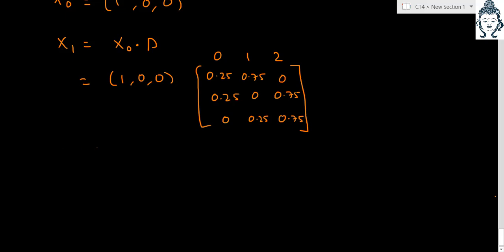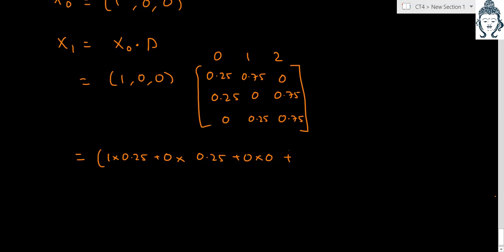So this will give me my x1, that is the distribution of this stochastic process or this Markov chain at time 1, right? Now how will I multiply this? I'm considering this x0, the vector, as a row and multiplying it against the column. So it becomes 1 into 0.25 plus 0 into 0.25 plus 0 into 0. This would give me my first element, right?